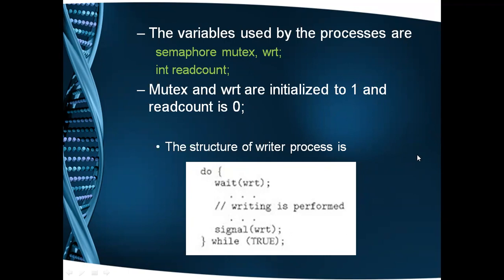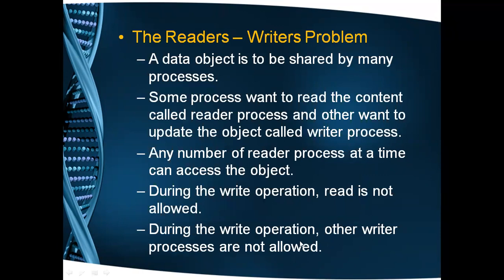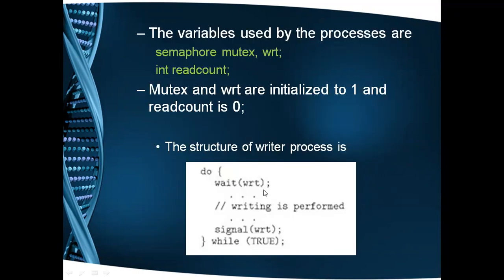Again, consider the second writer process. It checks wait of write. Now write is 1, so it can be allowed. So only after one writer process completes is the other writer process allowed. At a time, 2 writer processes are not allowed to access the common data. So this third condition is satisfied by this code.